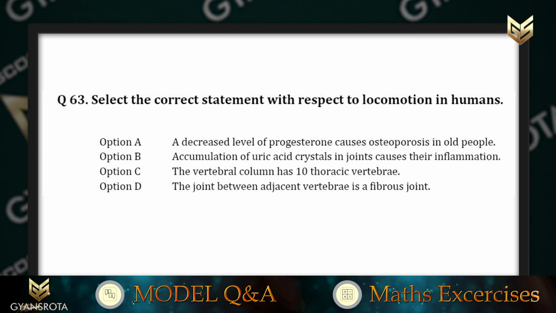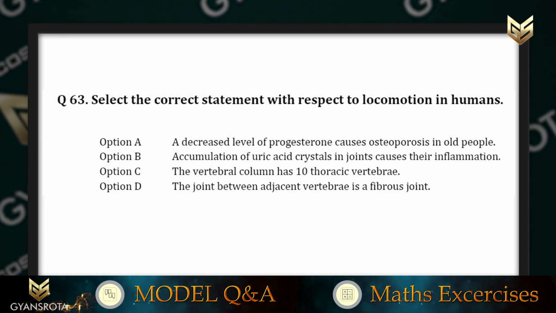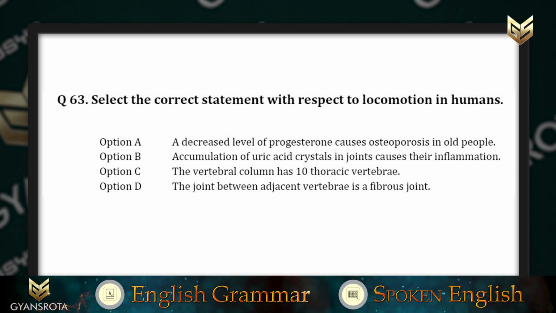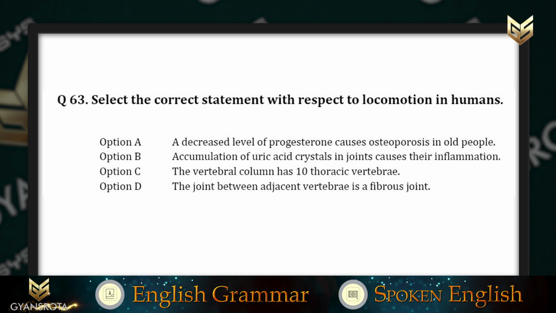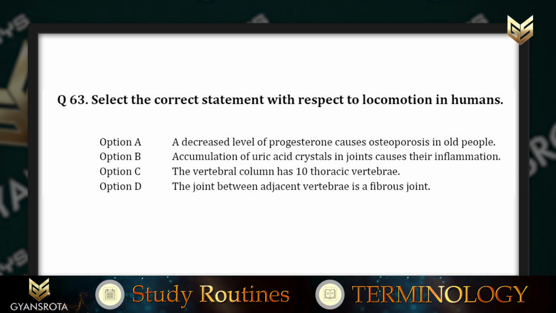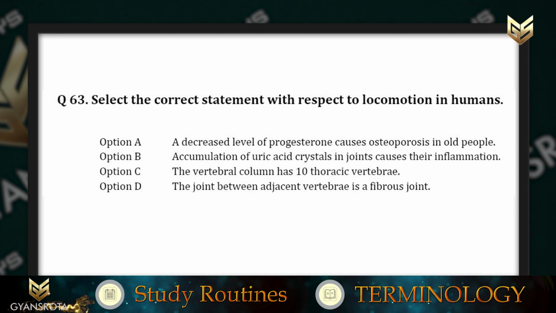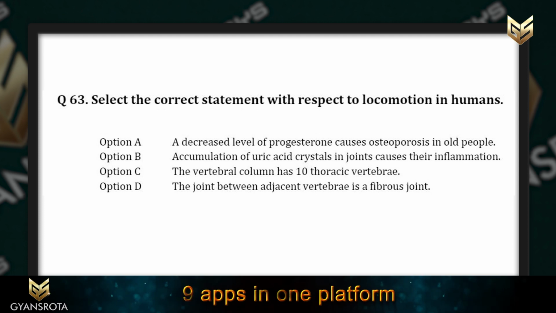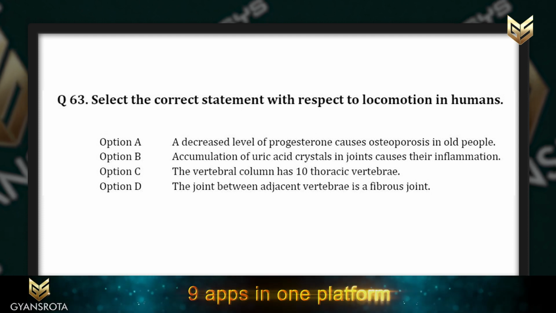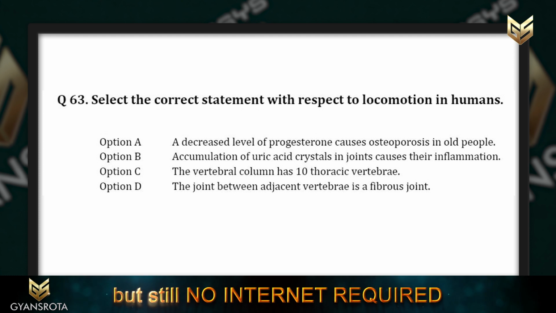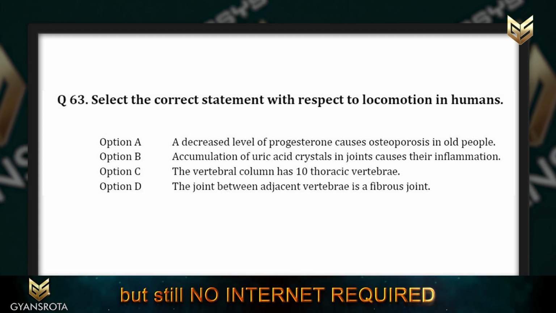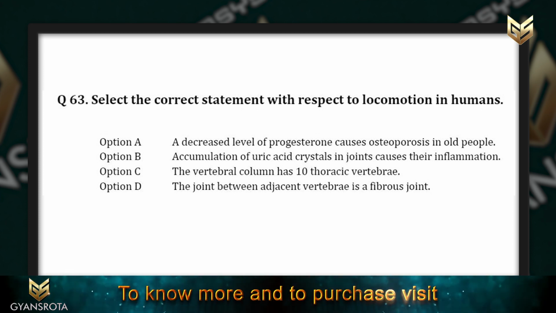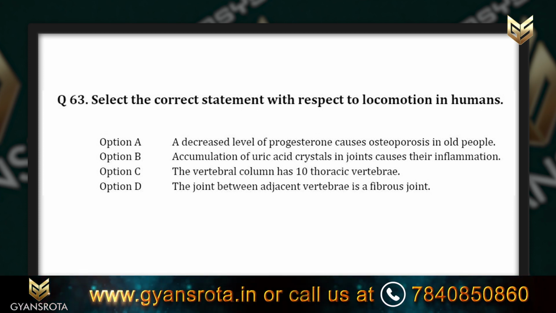In question number 63, select the correct statement with respect to locomotion in humans. Option number A, a decreased level of progesterone causes osteoporosis in old people. Option number B, accumulation of uric acid crystals in joints causes their inflammation. Option number C, the vertebral column has 10 thoracic vertebrae. Option number D, the joint between adjacent vertebrae is a fibrous joint.